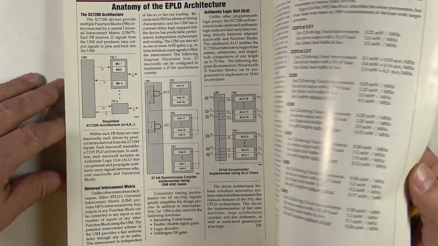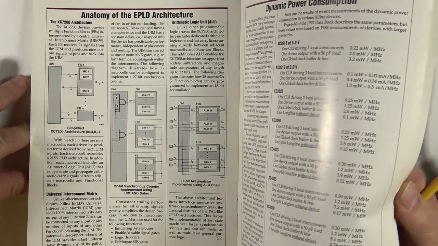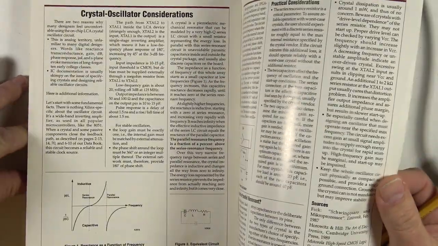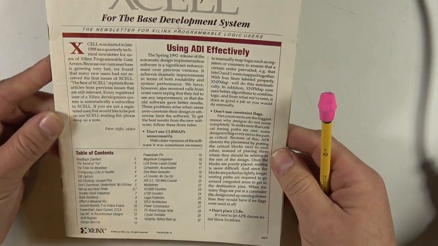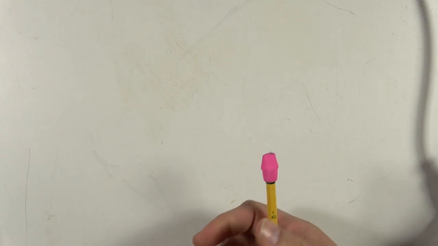Peter Alfke in Excel. Yeah, this is all good. Very interesting. I read these eagerly when I was younger. What else did you get?